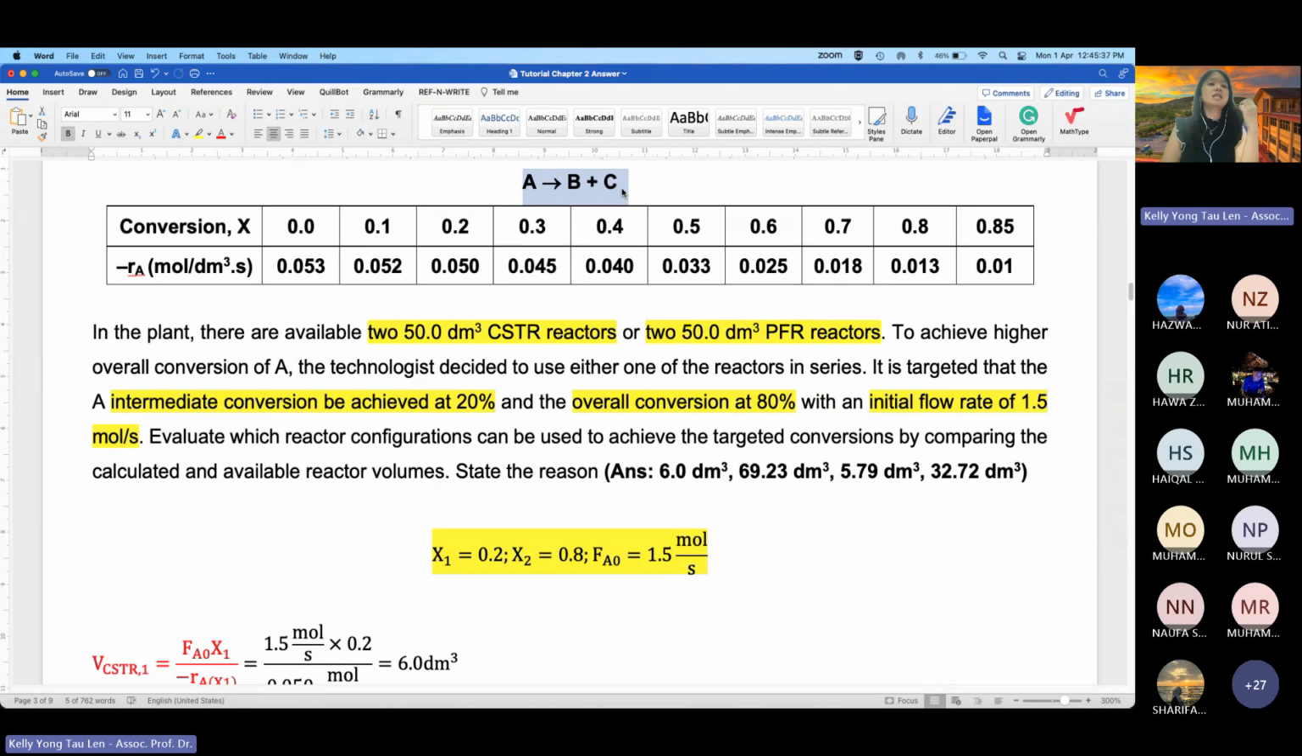Okay, so again, it's the initial molar flow rate of A because they mentioned initial flow rate. Then there's only one reactant, it's definitely A. So your FA naught is 1.5 mole per second. So that's all the information that I have.